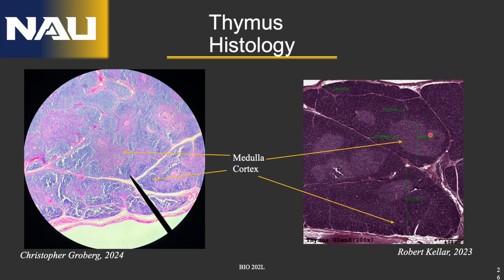And you'll hear cortex and medulla used a lot in histology. Cortex means the outer surface that we're looking at of some kind of lobe or structure, and the medulla is the innermost part.